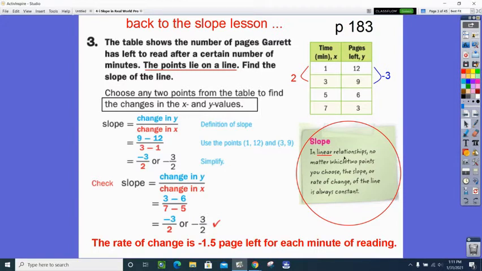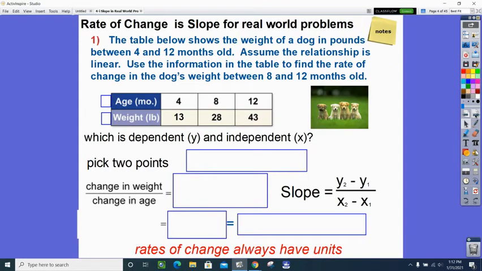And remember that in a linear relationship, it doesn't matter what 2 points you pick, you will get the same slope. So if you had taken 12 and 3, 12 minus 3 would give you a 9, and 1 minus 7 would be over negative 6, and that would reduce to negative 3 over 2. So when your points are linear, it doesn't matter which 2 you pick, but to be honest, it's easier math if you pick them close together. Okay, so that was kind of just a review of what we've done so far, so let's take it further.